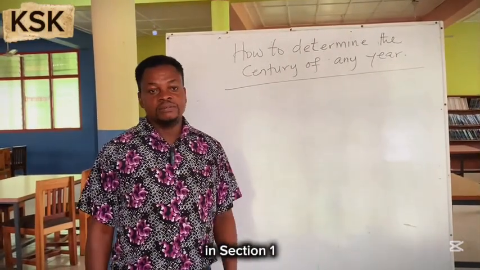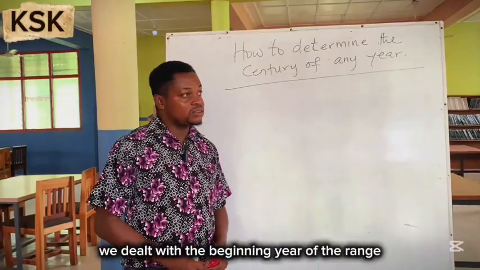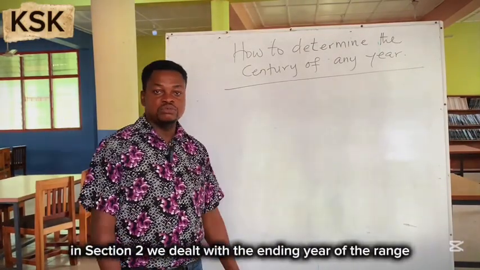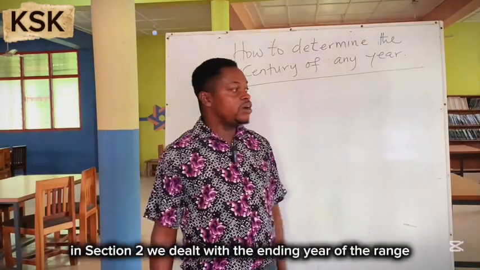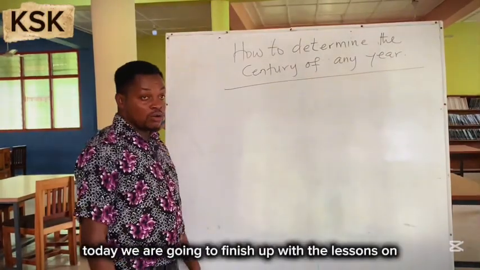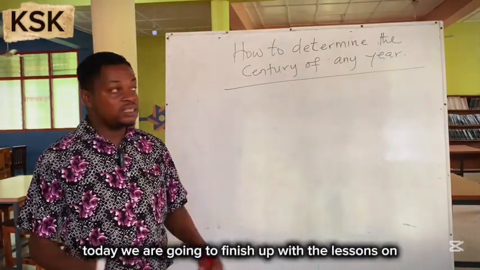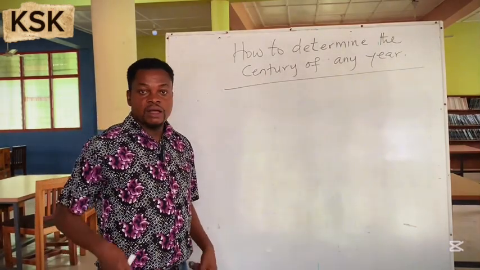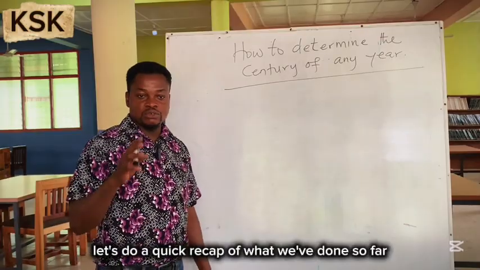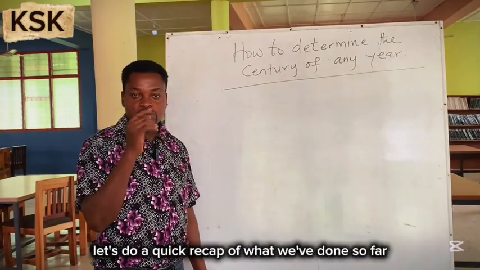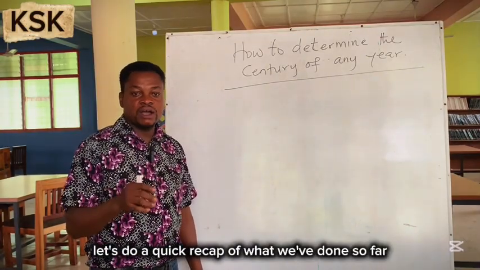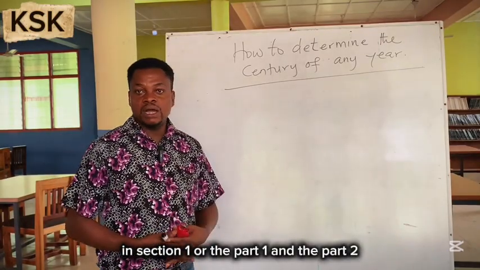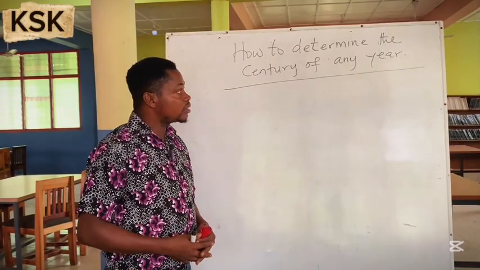In section 1, we dealt with the beginning year of the range. In section 2, we dealt with the ending year of the range. Today we are going to finish up with the lessons on how to determine the century of any year. Before that, let's do a quick recap of what we've done so far in part 1 and part 2.